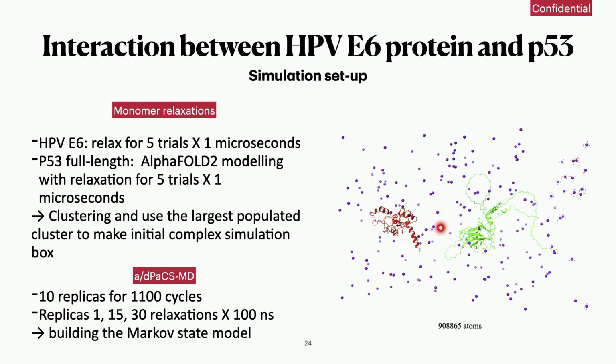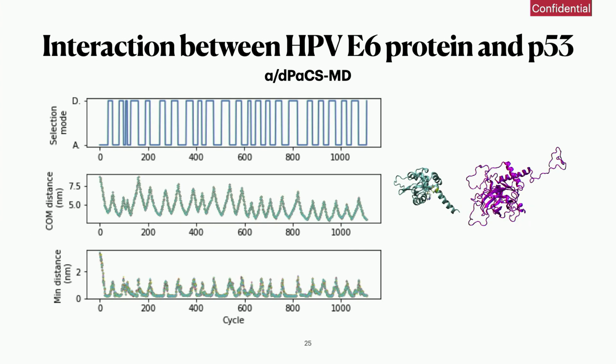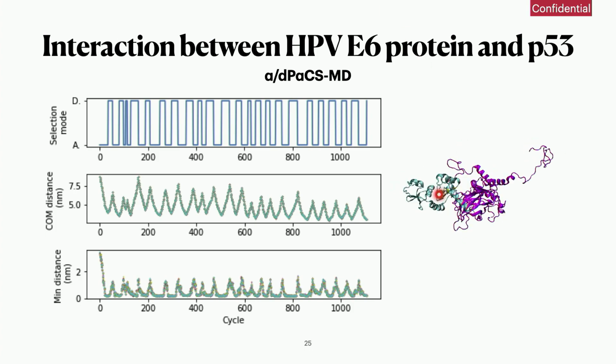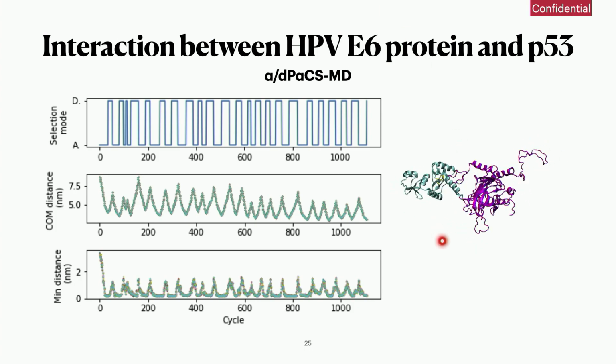So this is the simulation setup. Here on the right is the E6 protein from HPV, and this is the P53. We would like to perform the AD proximity we introduced previously to figure out the molecular mechanism, how it can prevent P53 from interacting with DNA to cause cancer. Here is a movie that illustrates how AD proximity works.